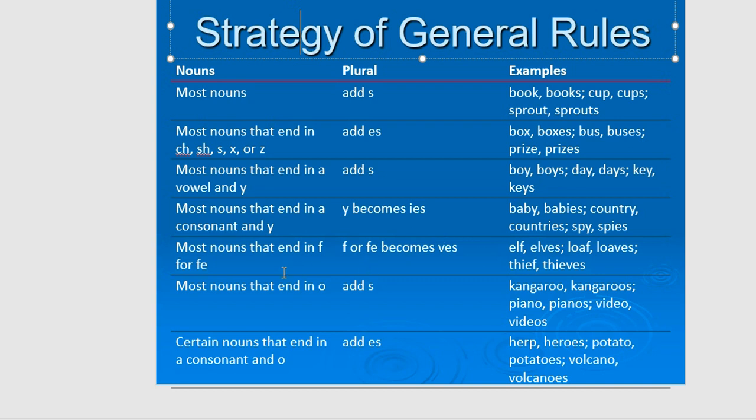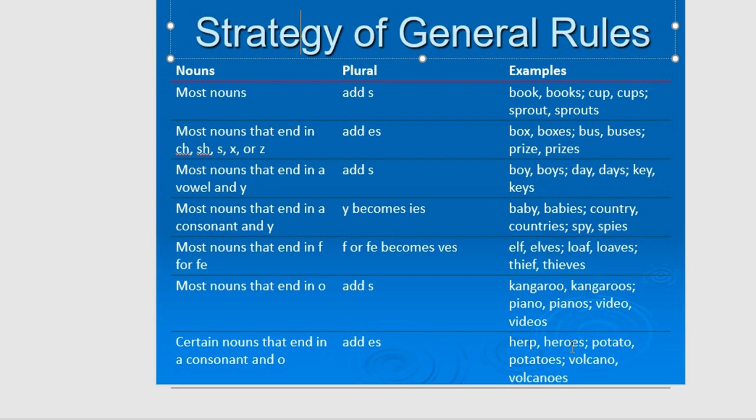Most nouns that end in o, like kangaroo, kangaroos, piano, pianos, video, videos. That's how we remember these words. We have to memorize them as well. Some others end with o too, but with a consonant before it. With kangaroo we add s, with piano we add s. So it ends with o, and here it ends with o as well, but the letter before it differs.